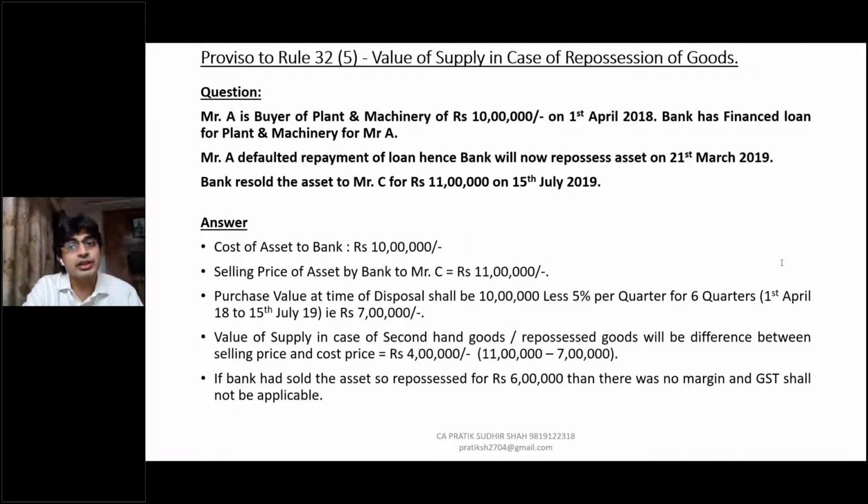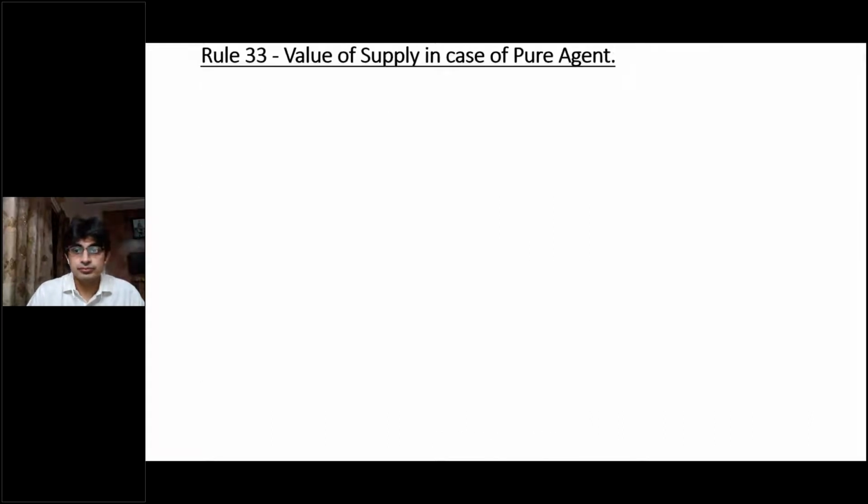This is applicable only in case of repossession of goods. Remember, per quarter from the date of purchase till the date of resale, you will be allowed 5%. And part of a quarter shall be treated as a full quarter used. Clear? Okay. So this was the provision.